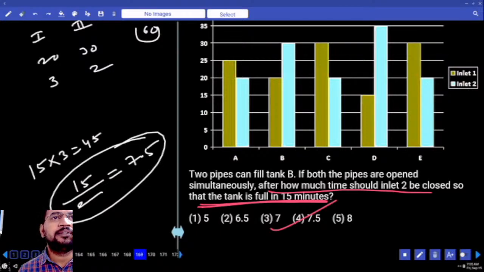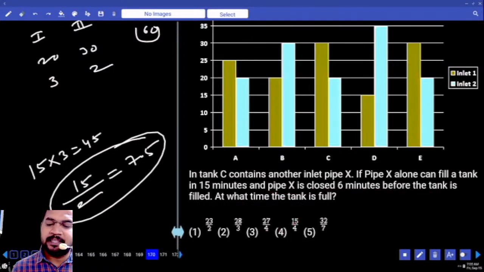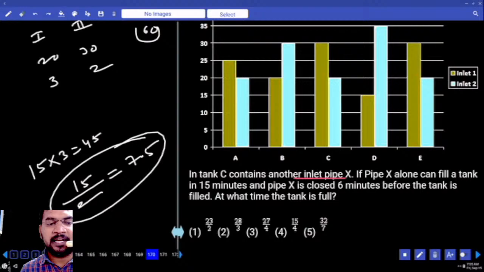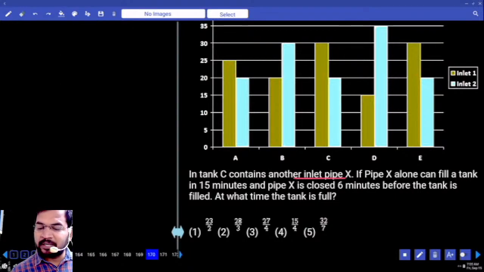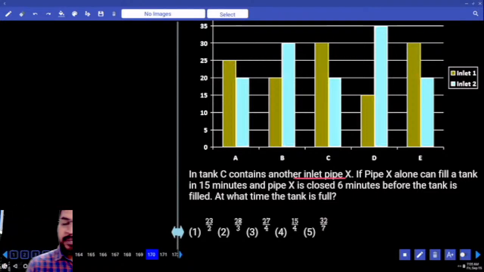Are you ready? Tank C contains another inlet pipe X. If pipe X alone can fill the tank in 15 minutes and pipe X is closed 6 minutes before the tank is filled, at what time is the tank full?